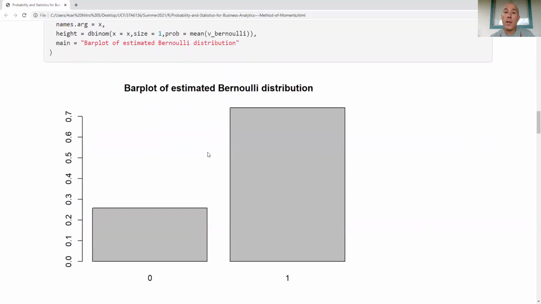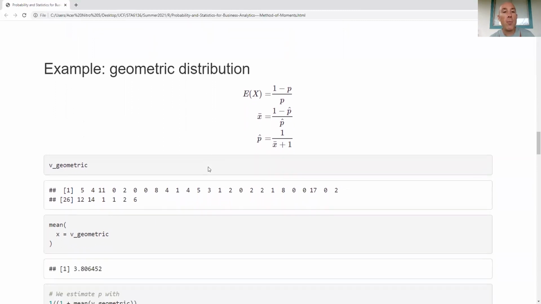Now remember, it's only an estimate. I don't actually know what p is. Remember, whenever I'm using data, I don't actually know what's going on. Let's look at the geometric distribution. So now it's going to be a little bit more interesting.